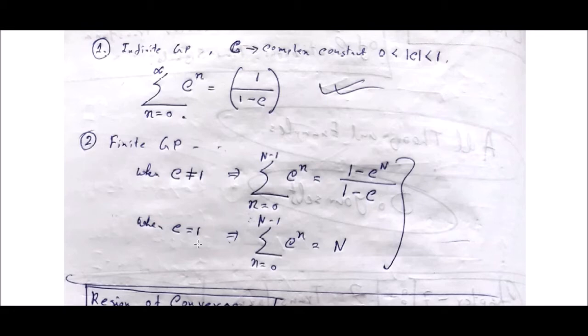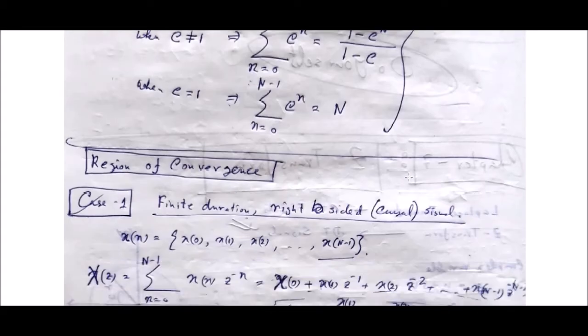And if C value is equal to 1, then this particular C to the power n will always be equal to 1. Okay, and if you do the summation, then you are actually adding up capital N number of ones. So what will that be? Capital N number of ones will be equal to N. So these two you have to remember in order to solve the Z transformation problems.